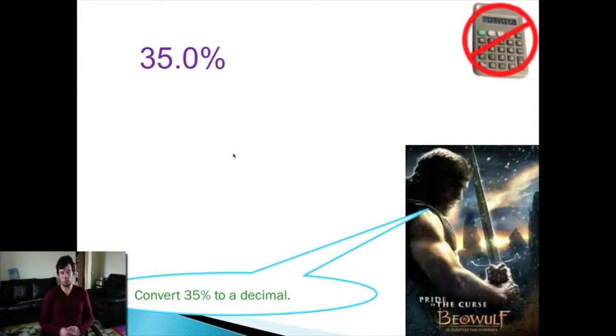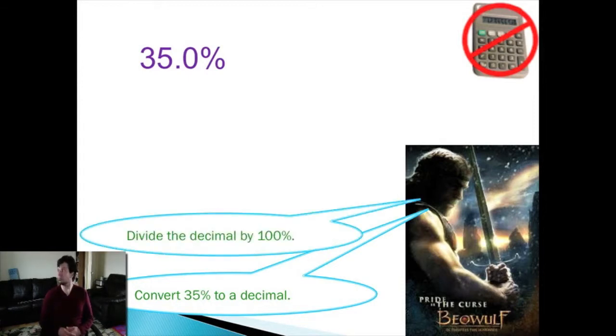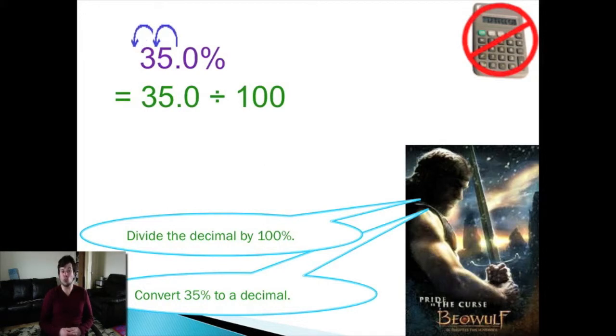Convert 35% to a decimal. So what do we do first? Divide the decimal by 100%. And what's the trick for dividing by 100? Dividing any decimal number by 100, move the point not 1 but 2 places to the left. The point is sitting before the 3. And if there's nothing before the 3, write nothing, or 0. 0.35.